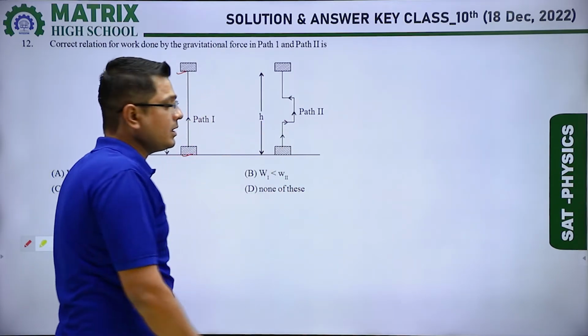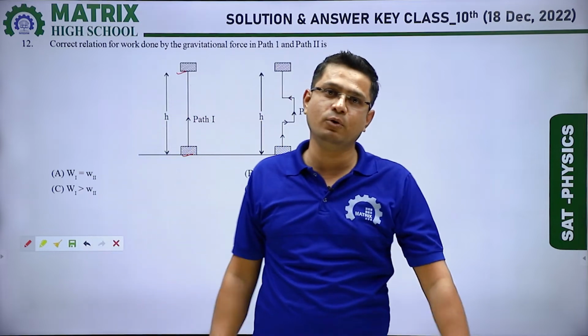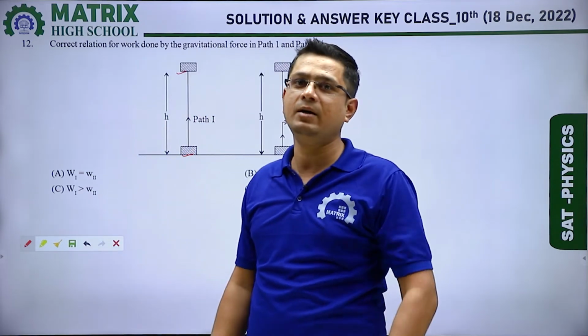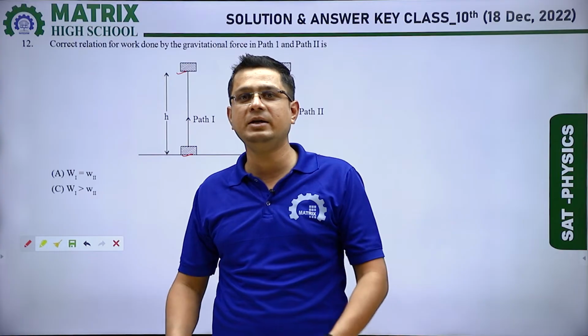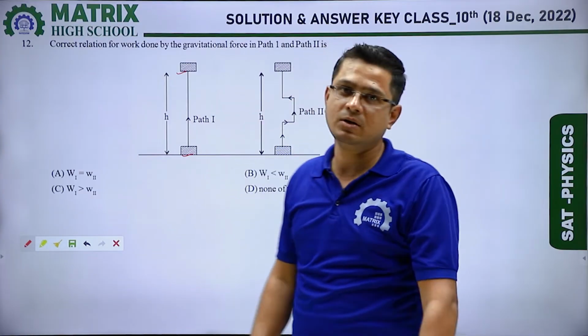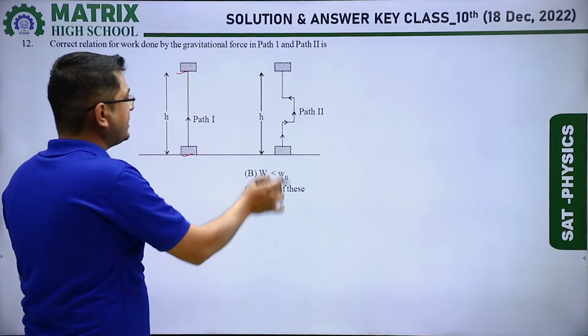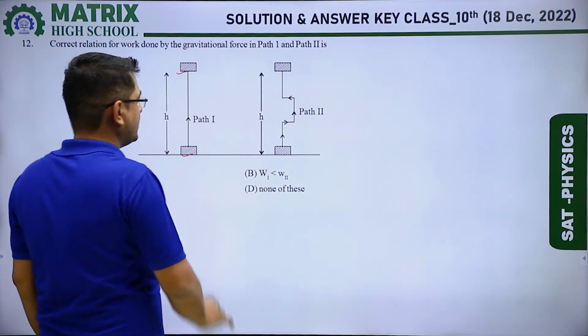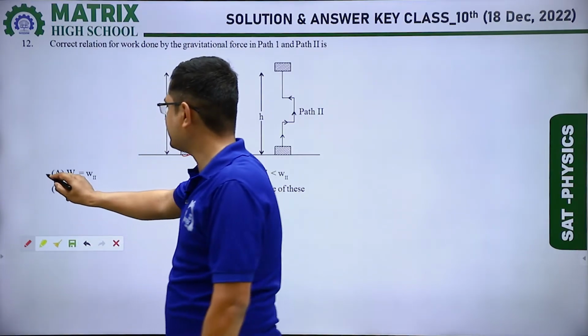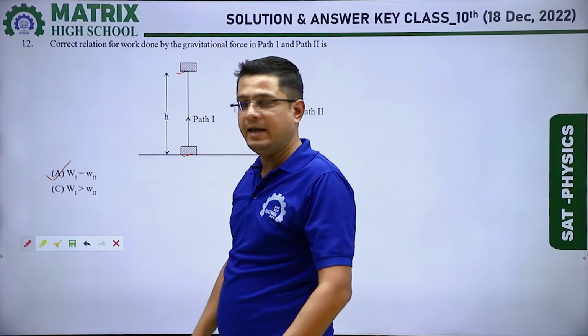Okay, so we know that gravitational force is a conservative force, and conservative force does not depend on the nature of the path, it depends on the initial and final position of motion. So in that case we can say work done by gravitational force in both of the cases will be equal. So the correct answer will be option A.